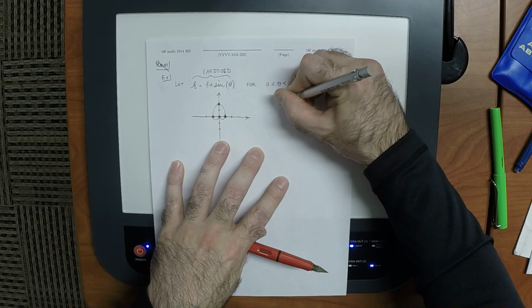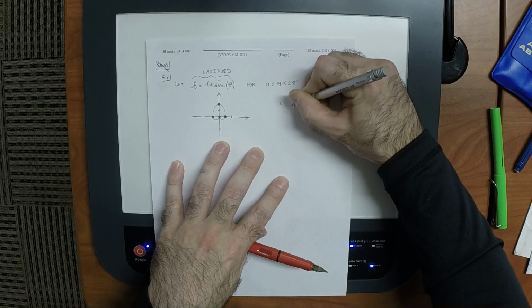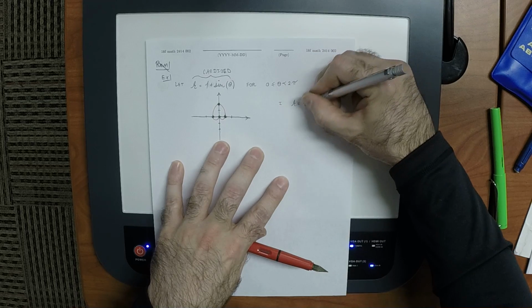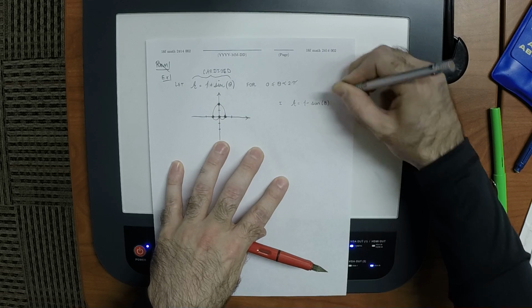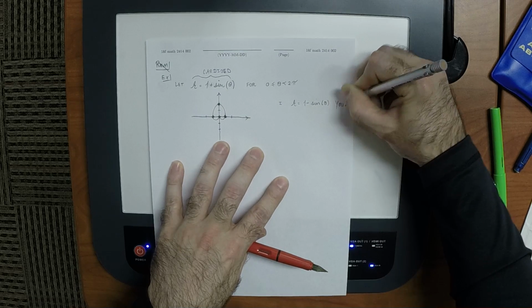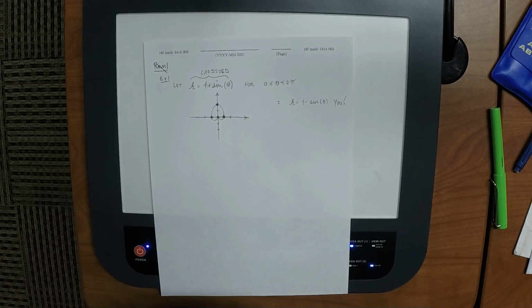You could say, I love you, r equals 1 minus the sine of theta. All right. Don't say it unless you're brave, right?